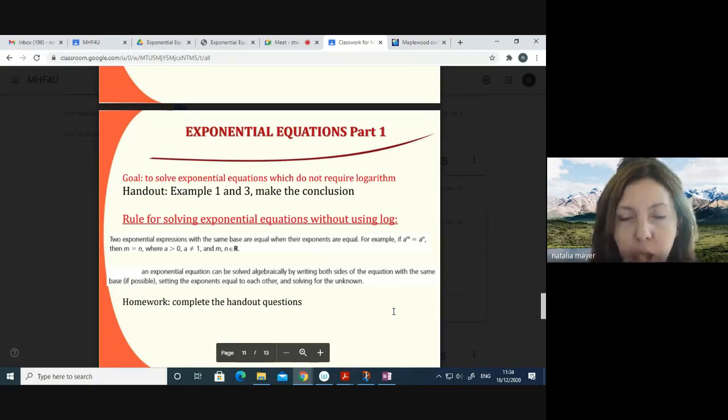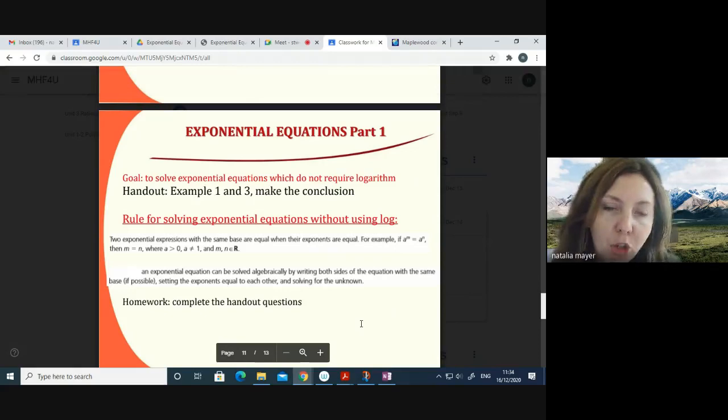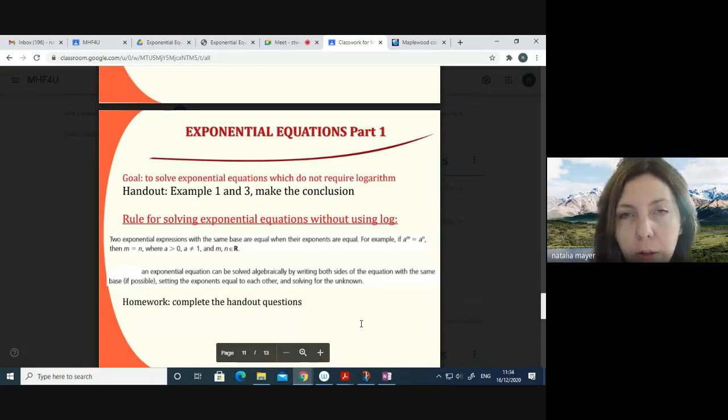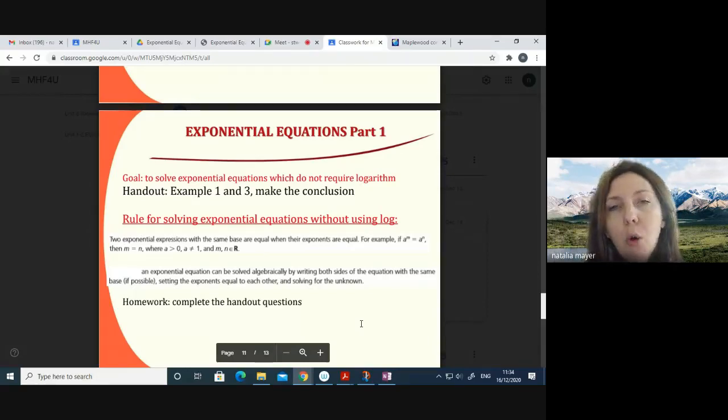There are two ways of doing this. Today we are taking the first part, which is solving exponential equations without logarithm, okay? The second part, which will come after the laws of logarithm, will be about solving an exponential equation using logarithm, because some of the equations require logarithm, otherwise you cannot solve them. So today we're working only on the equations which can be solved without logarithm.